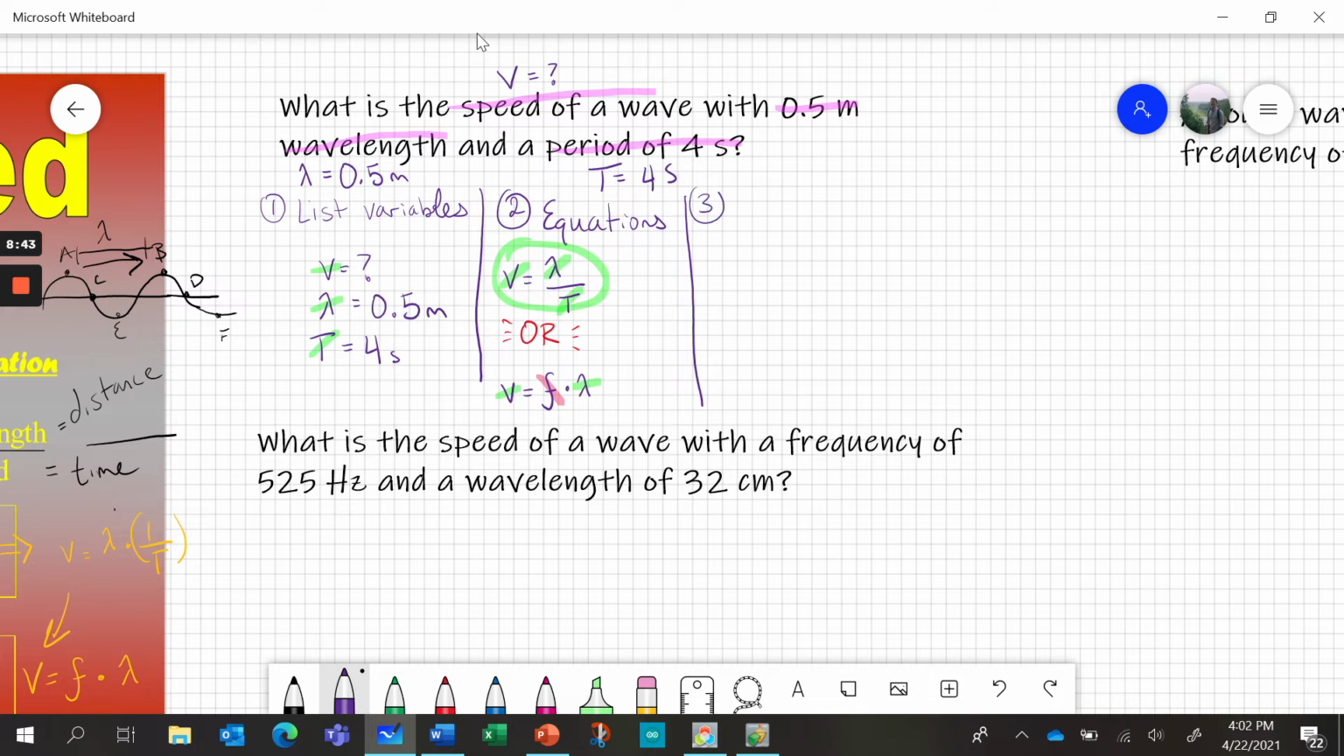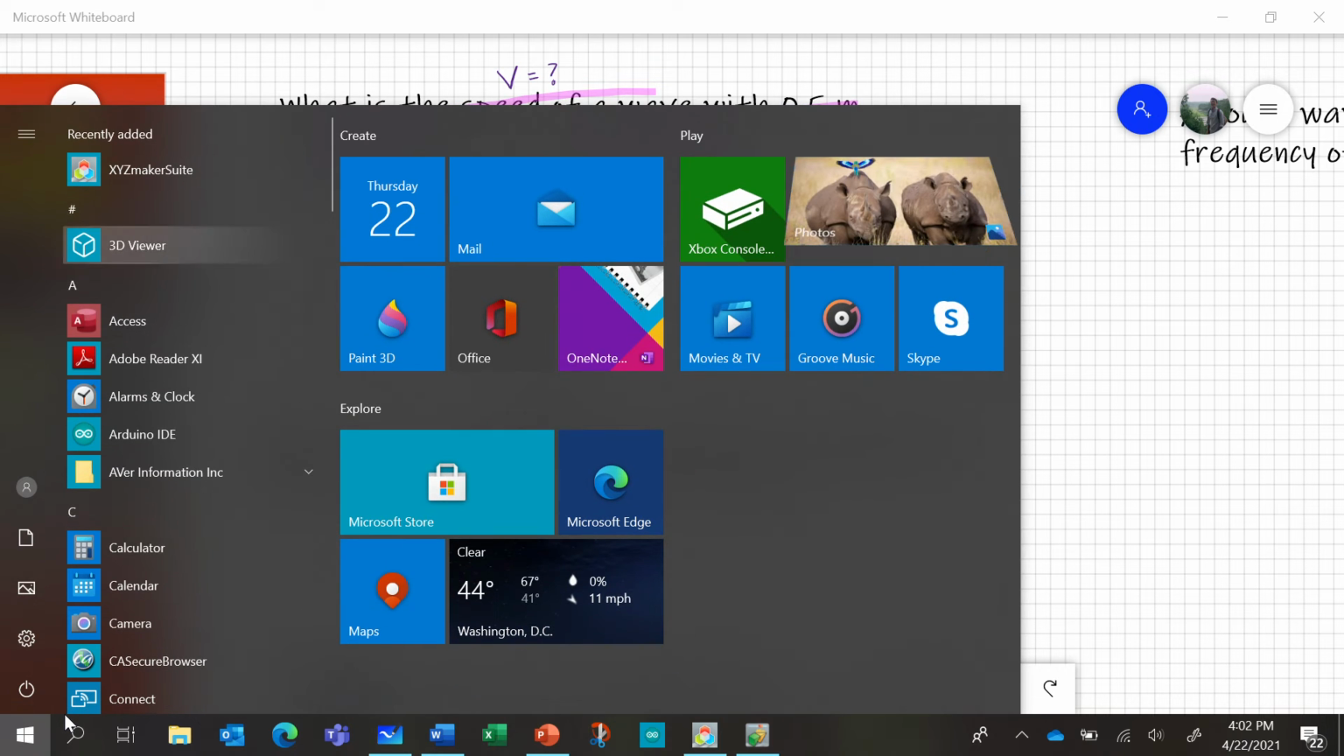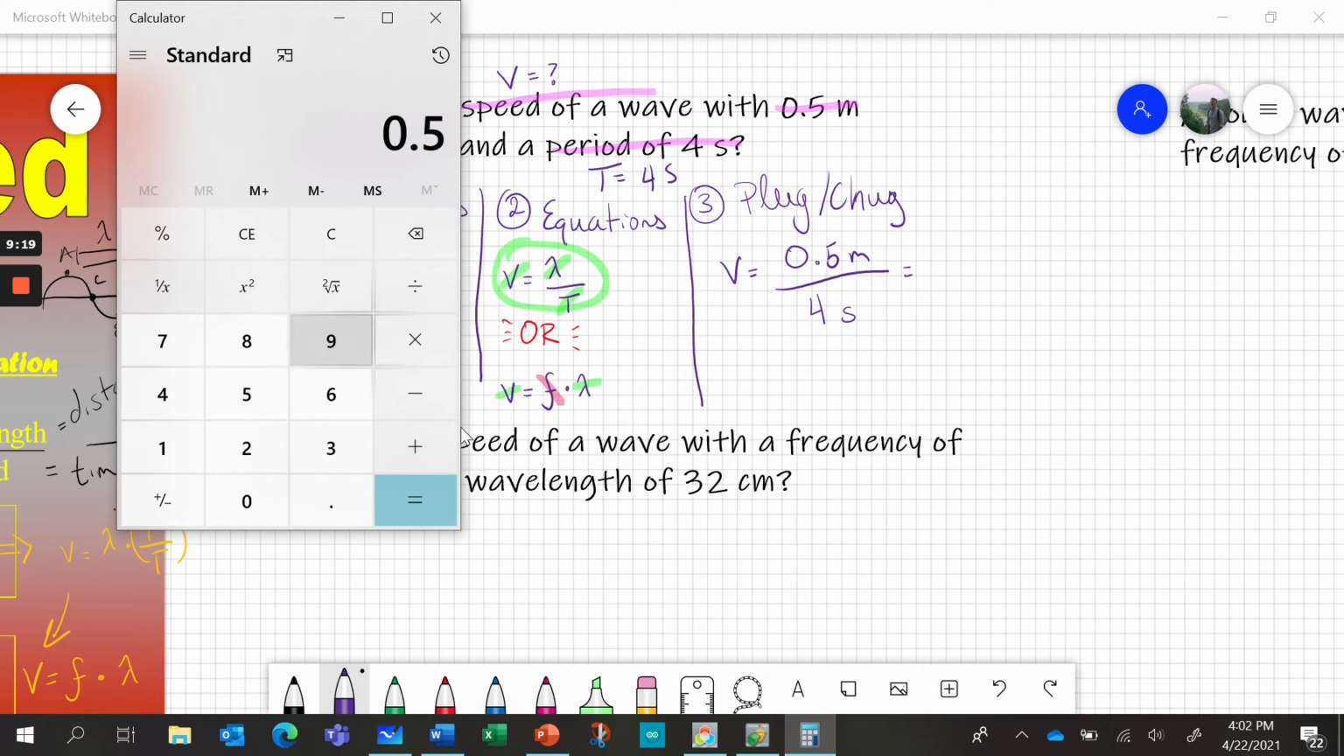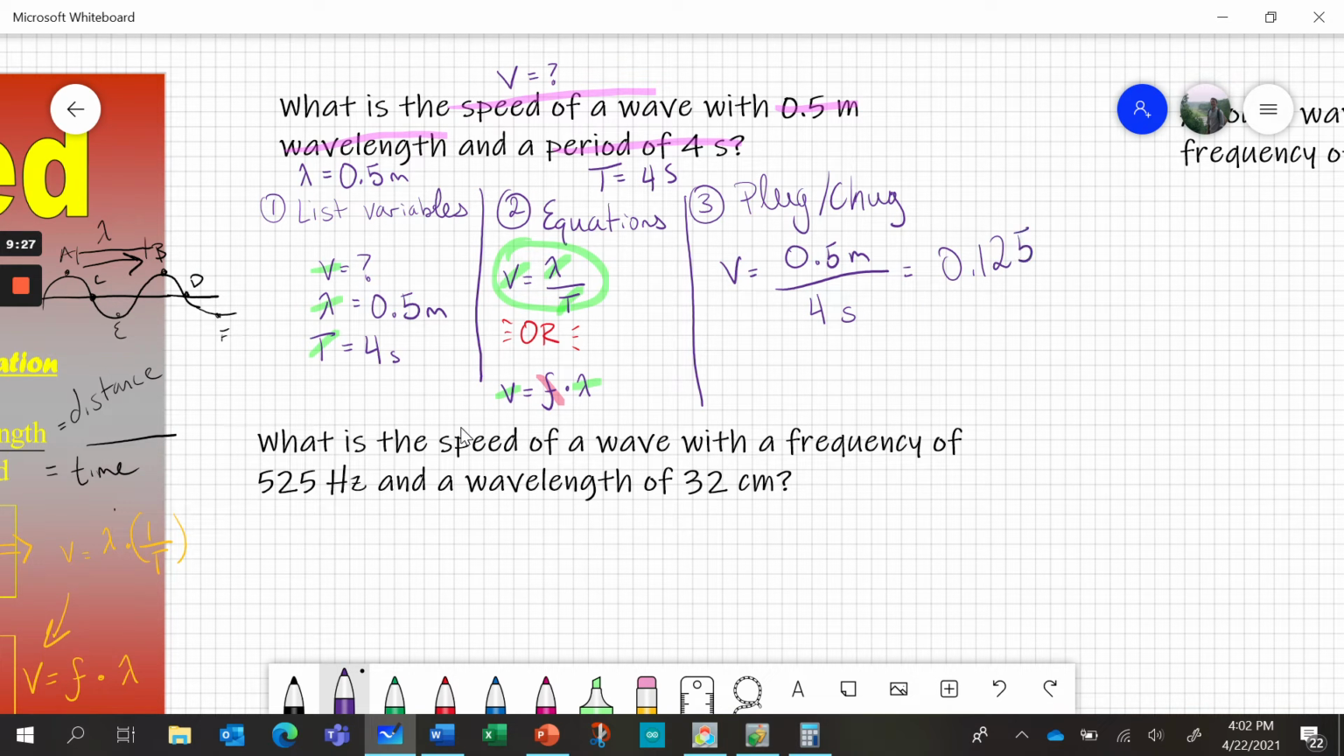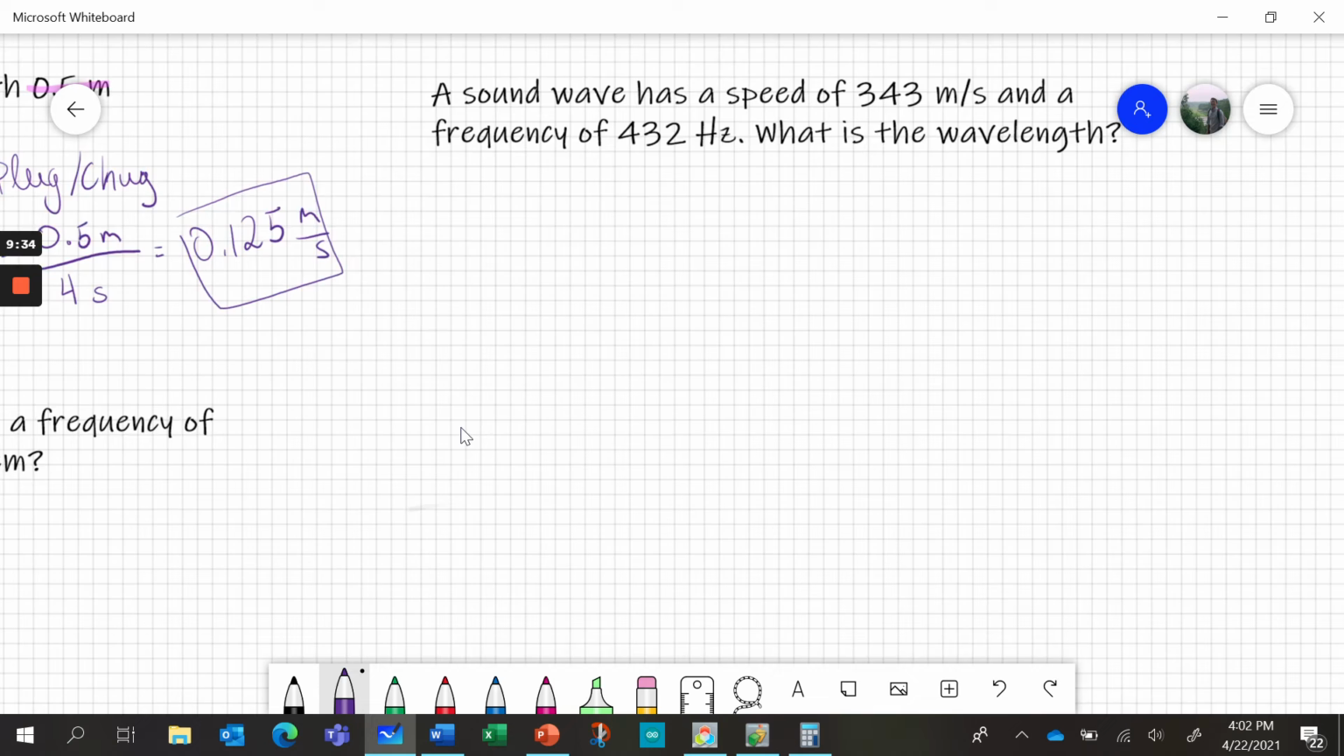So final step now. Plug and chug, just plug in your numbers and solve the problem. V is unknown, so we have nothing to plug in for it. It doesn't change. Lambda, wavelength, is 0.5 meters. And T is 4 seconds. Plug that into a calculator. 0.5 divided by 4 is equal to 0.125 meters per second. Woohoo! All right, let's look at another one now.